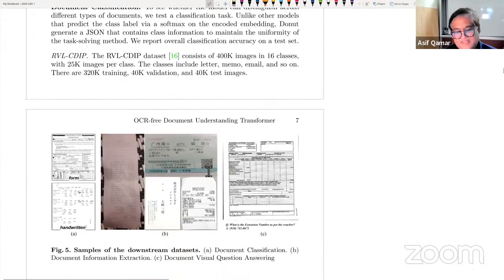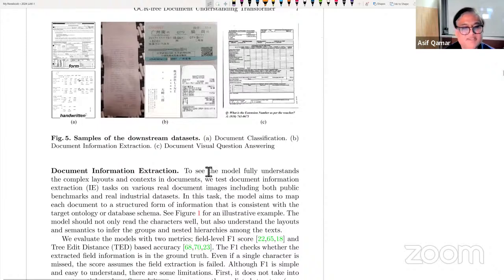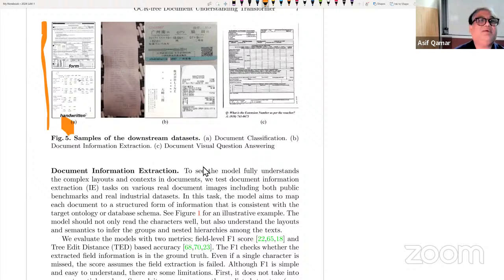So here we go, downstream tasks and datasets. Let's look at some of the downstream tasks. A, what does A do? It classifies. Is it a form or is it handwritten? That's a document classification task, right? Leftmost, look here. So this is a classification task. Do we agree? If all you have to tell is whether it is a form or it is handwritten, then it is a simple task. B, document information extraction. Very common, right? From your receipts, your boarding pass, your driver license or passport, you extract info.